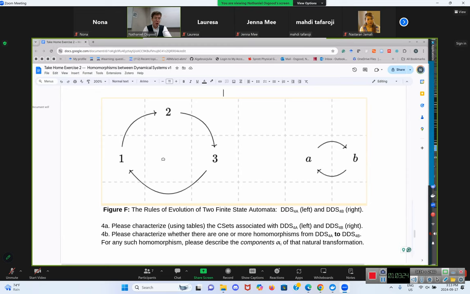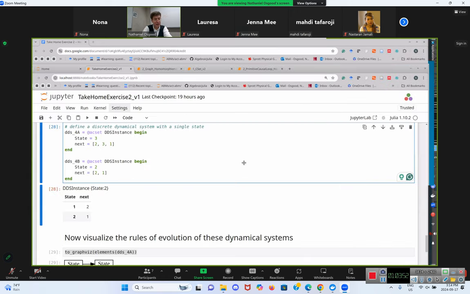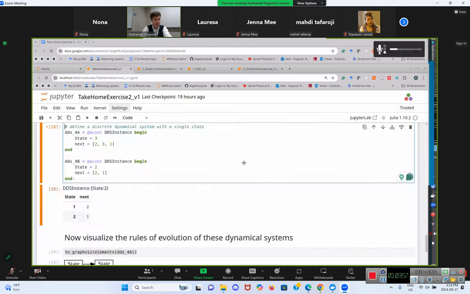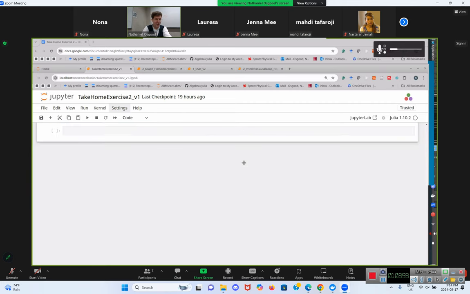Okay, so what is incompatible here? If we let one go to A, then two must go to B. But for two to go to B, we need three to go to A. And that means that we need one to go to B so that the transition still exists on the other side, which we already said we're going to have one be A. So yeah. Okay. I like that. And you're exactly right. There's no homomorphism, but I don't have the temerity of giving a proof.